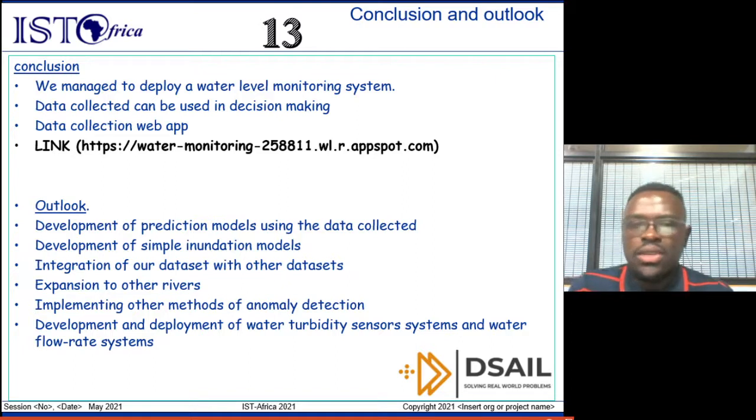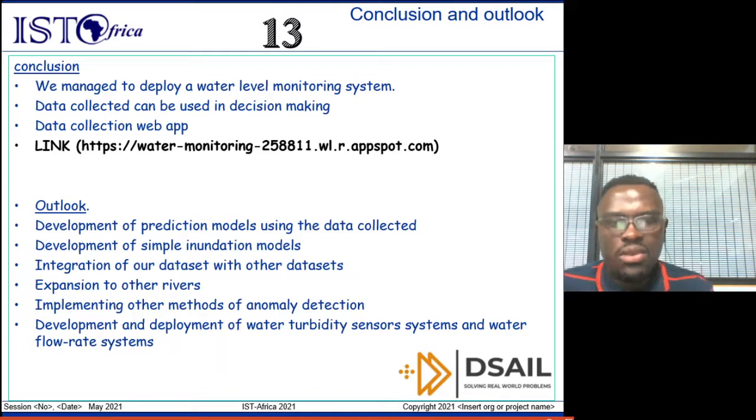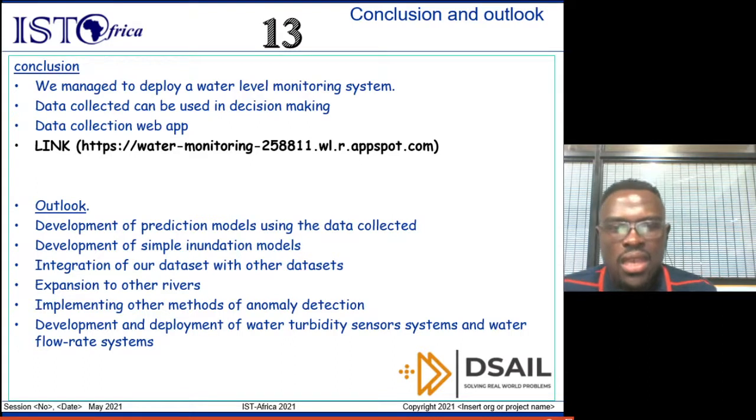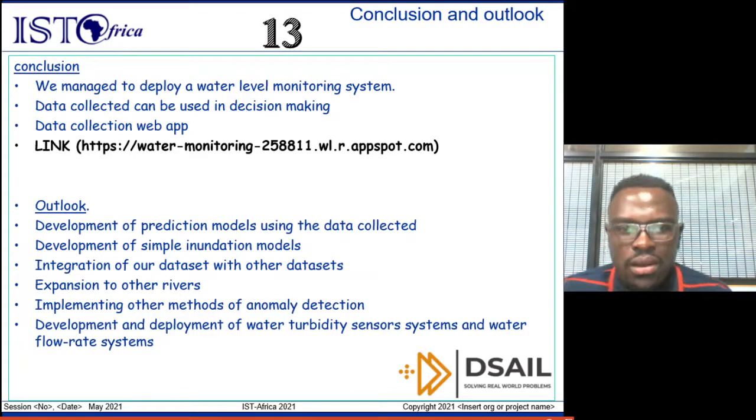Also develop inundation models. Inundation models are used to, if I may say, predict floods, or come up with safe maps where the flooding can happen, where the flooding cannot happen, in case the river is inundated by water. So those are inundation models, and water level data happens to be one of the key inputs into an inundation model. So we aim to develop them.